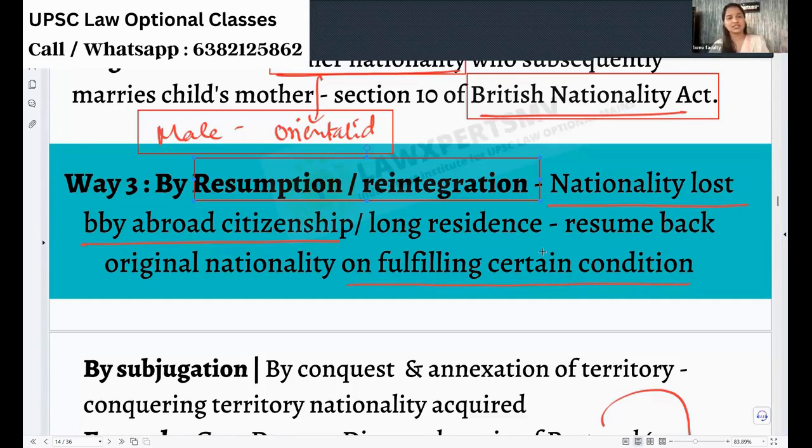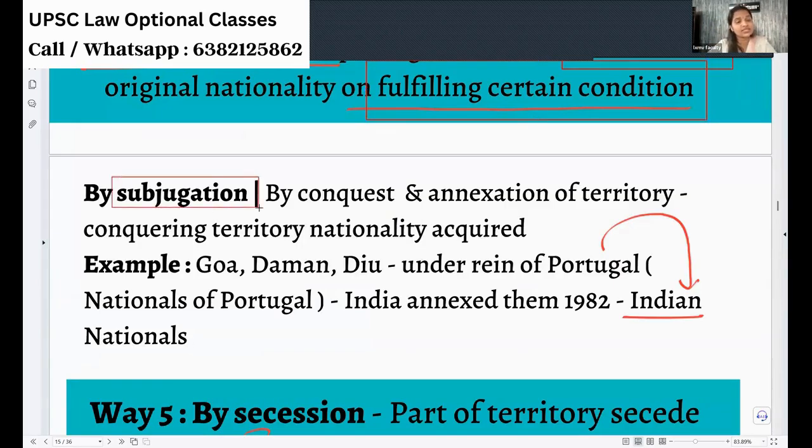So you lost your citizenship due to long residence in some other country, but you resume back and you fulfill certain conditions of the domestic law of India or some country, you can resume back your citizenship, get back your citizenship, reintegrate your citizenship. Okay, this is another way. And the next way is by subjugation. What is subjugation? By conquest and annexure.